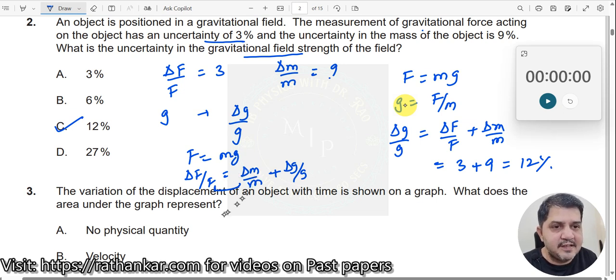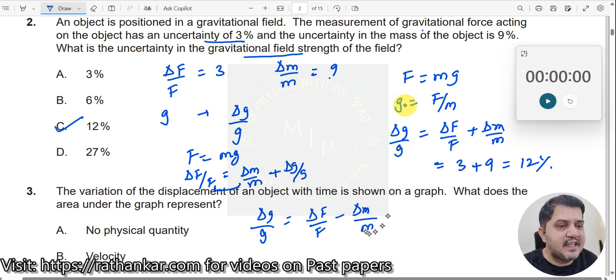The reason is that an error cannot be subtracted in any mathematical expression. When I do this one, delta G by G will be equal to delta F by F minus delta M by M. This error cannot become negative over here. It should always be positive. Mistakes are always being committed, and mistakes cannot become negative.